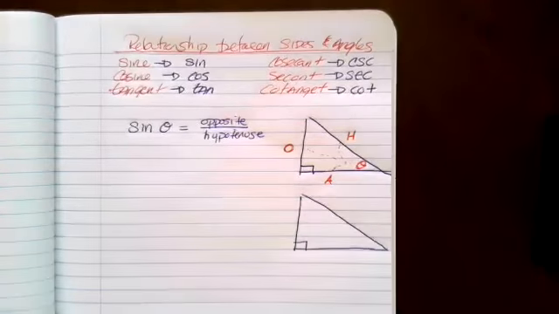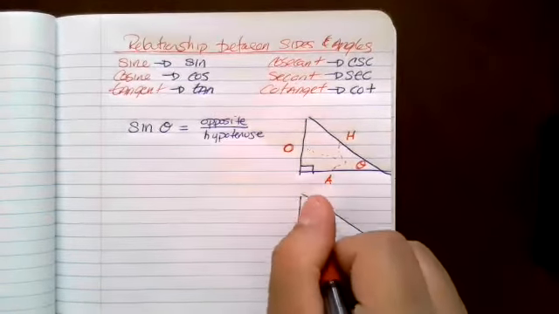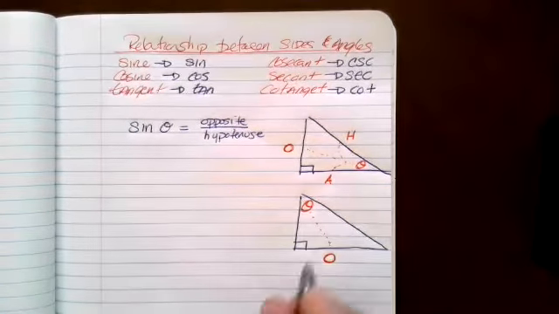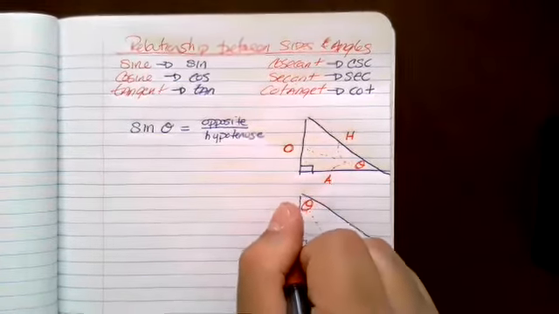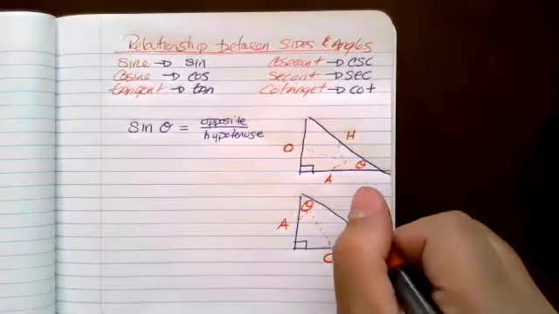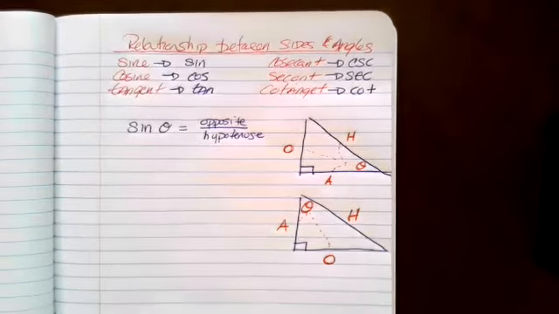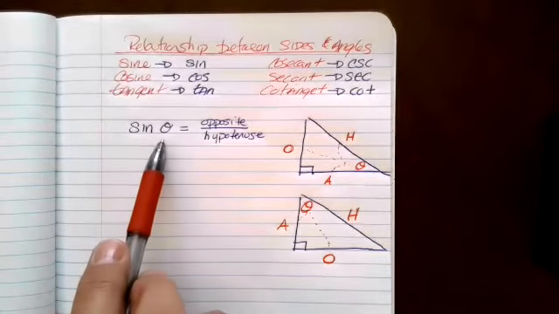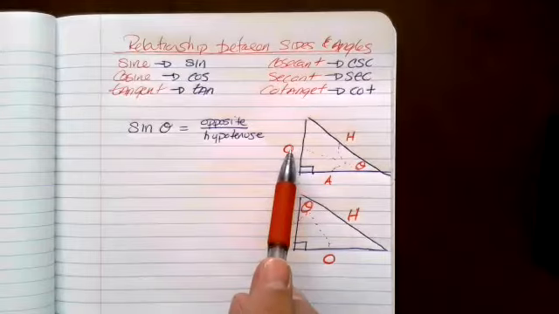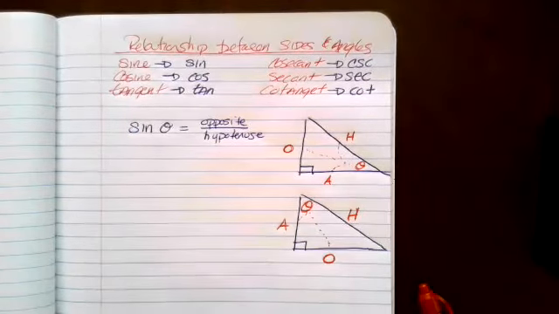So if theta is up here, then my opposite is now down here. And my adjacent, which means next to, is over here. But my hypotenuse never changes. My hypotenuse is always my hypotenuse. So it says sine of theta, sine of an angle, is equal to the opposite side over the hypotenuse. So it's a ratio of 2 sides.